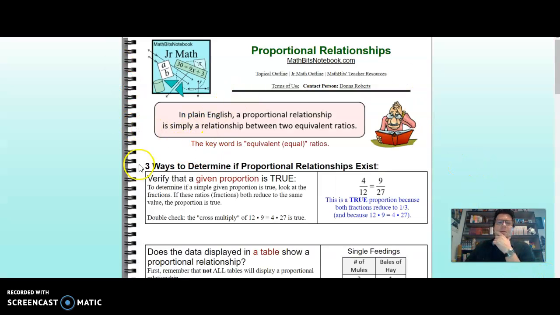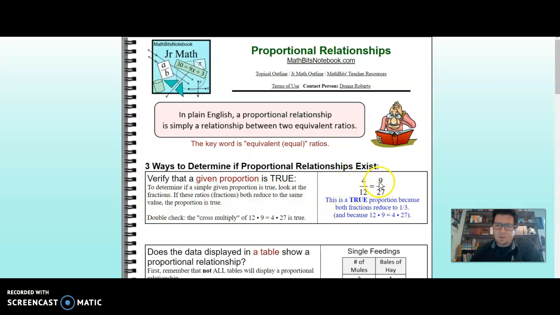Now, in plain English, a proportional relationship is simply a relationship between two equivalent ratios. So, 2/8 and 1/4 would be two equivalent ratios because they have the same exact quantity. So the 3 ways to determine if proportional relationships exist. Verify that a given proportion is true.